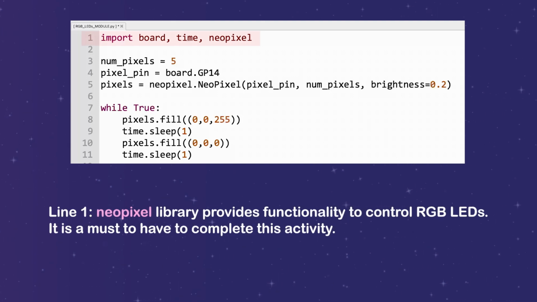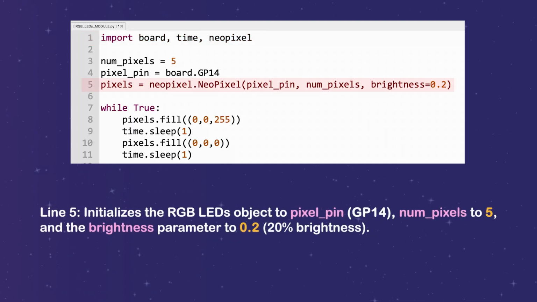Line 1. The neopixel library provides functionality to control RGB LEDs. It's a must-have to complete this activity. Line 5. Initialize the RGB LEDs object to pixel pin GP14. Set the number of pixels to 5 and the brightness parameter to 0.2, which means 20% brightness.